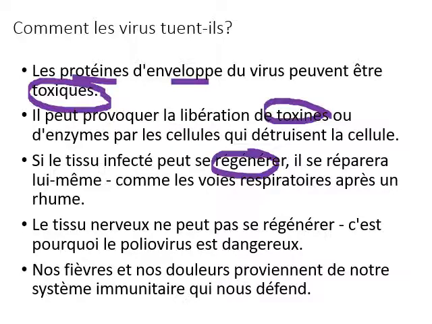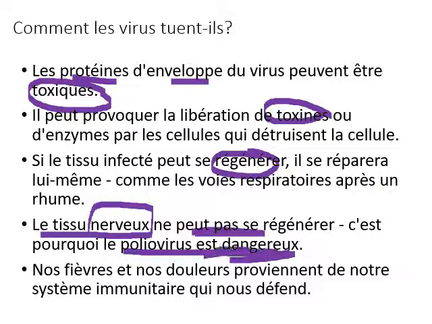But if it attacks tissue such as nerve tissue, that cannot regenerate. So the poliovirus, which attacks nerve tissue, is very dangerous because people cannot recover from it, and it can make people paralyzed. Our fevers and our aches are from our immune system defending us.